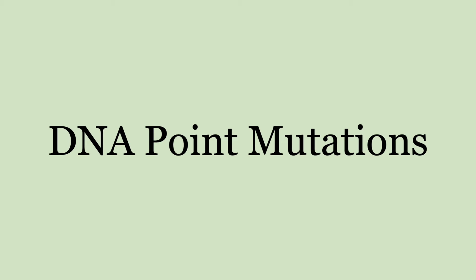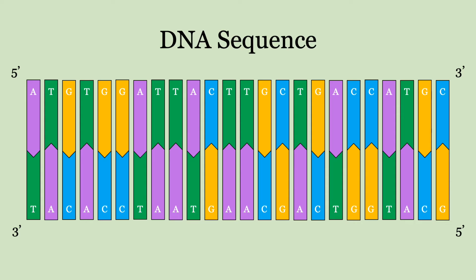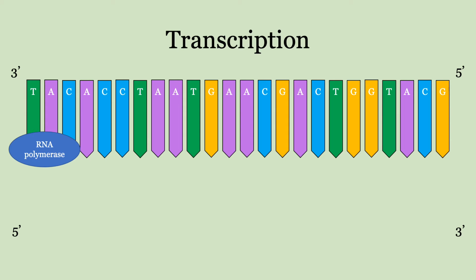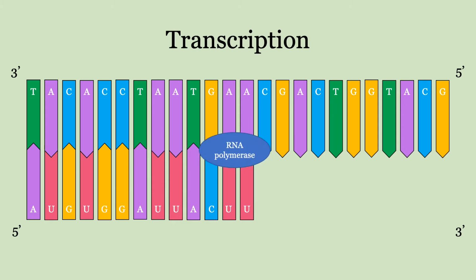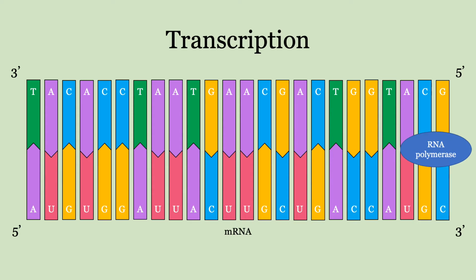A point mutation in the DNA is a substitution of one nucleotide base for another. Here we have a wild-type DNA sequence that codes for a protein consisting of 4 amino acids. The coding strand of the DNA is shown on the top in the 5' to 3' direction. During transcription, RNA polymerase reads the template strand in the 3' to 5' direction and adds nucleotides in the 5' to 3' direction. The resulting sequence is the mRNA that will be used in translation to make a protein.